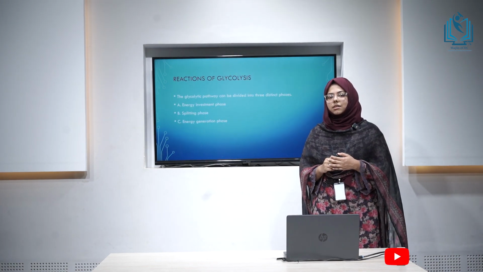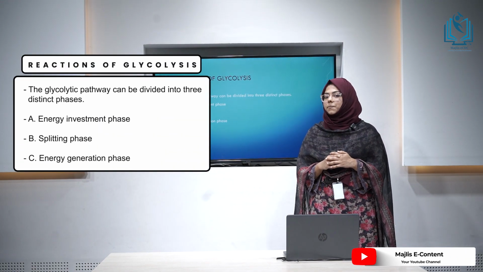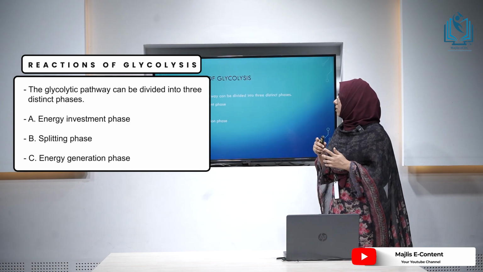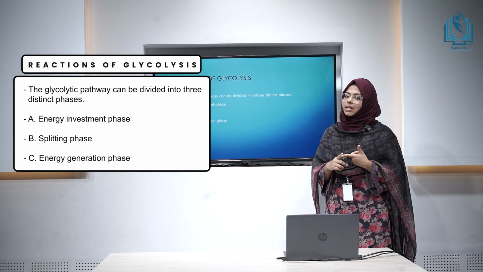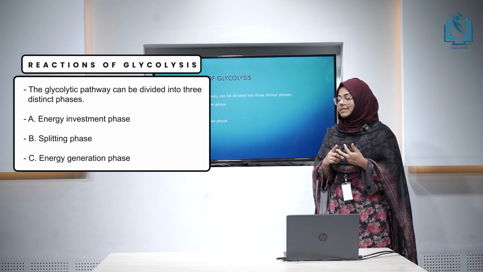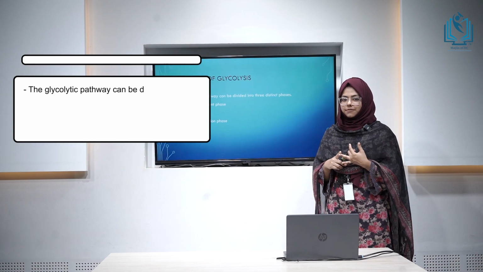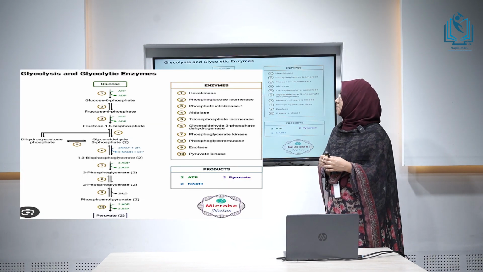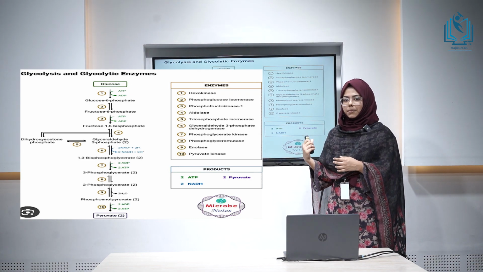Coming to the reactions of glycolysis, there are 10 reactions in the glycolytic pathway. The glycolytic pathway can be divided into 3 distinct phases. First one is the energy investment phase, second one the splitting phase, and third one the energy generation phase. This is the glycolytic pathway mentioning the enzymes and products on the right side of this picture.